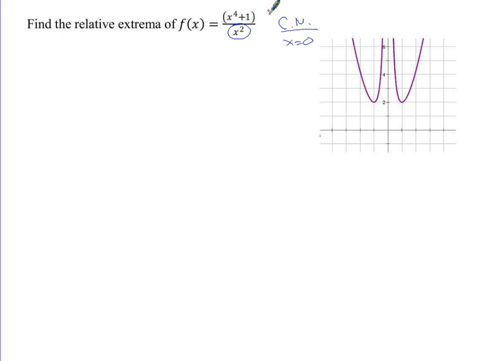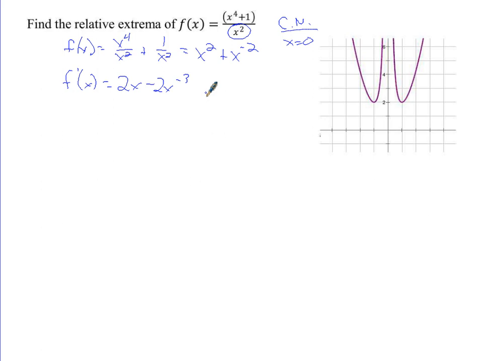rewrite it and do neither. f of x equals x to the fourth over x squared plus 1 over x squared, which is x squared plus x to the negative second. Yeah, recognize when you can use something simple. So if you use the quotient rule, it's no big deal. You probably wind up with the correct derivative anyway. But this makes things a little bit faster. f prime of x equals 2x minus 2x to the negative third.